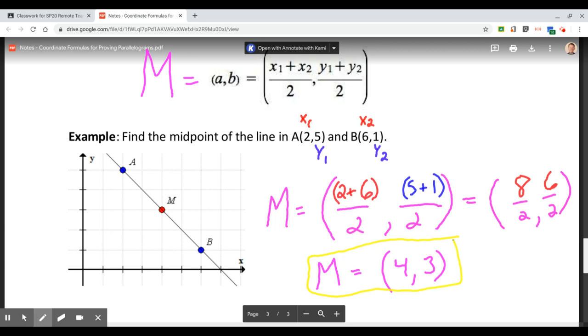Well, let's look at this on the chart. Let's go over right first. So you got 1, 2, 3, 4, and then you got 1, 2, 3, and yep, that is exactly what I got. 4, 3. Checking this.